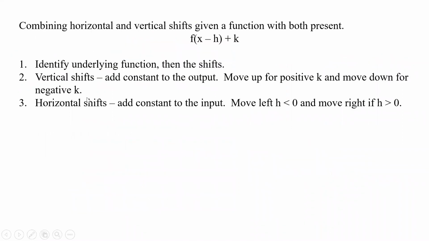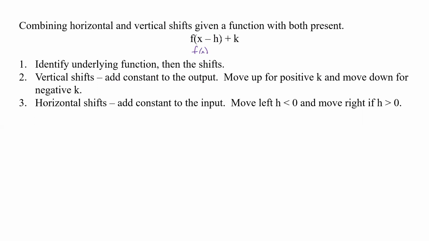Now we can also combine horizontal and vertical shifts in a given function if they have both of them present. And so basically we have to find what the underlying function is. So basically our f of x, we need to find out what that is. And then we look and say, okay, what is our vertical shift? And basically add those constants to the output. And so we'll move up for positive k, move down for negative k. And so we kind of look and see what that is.